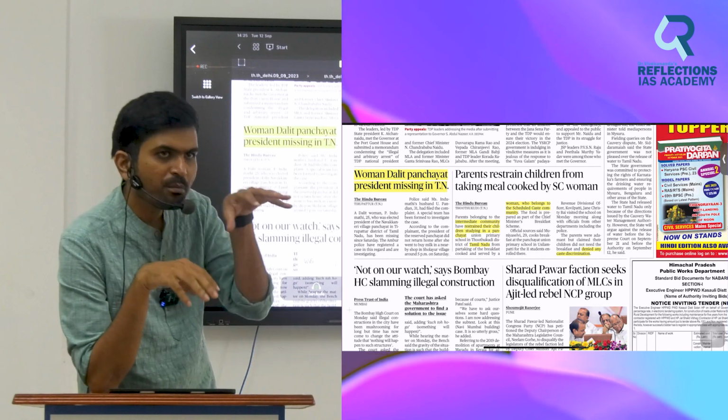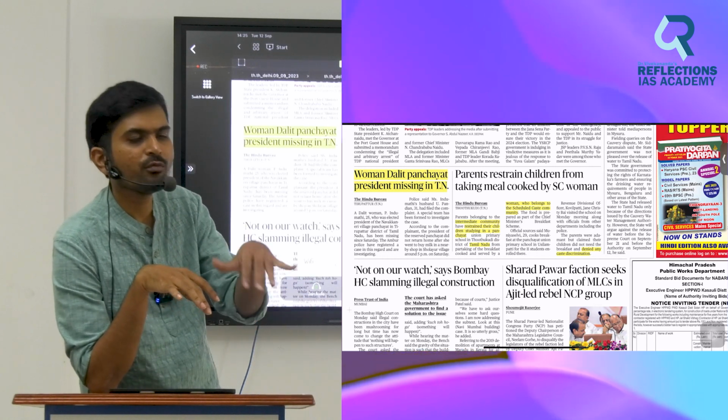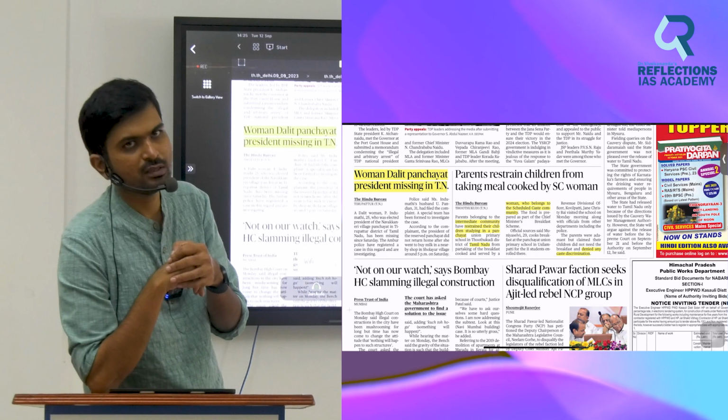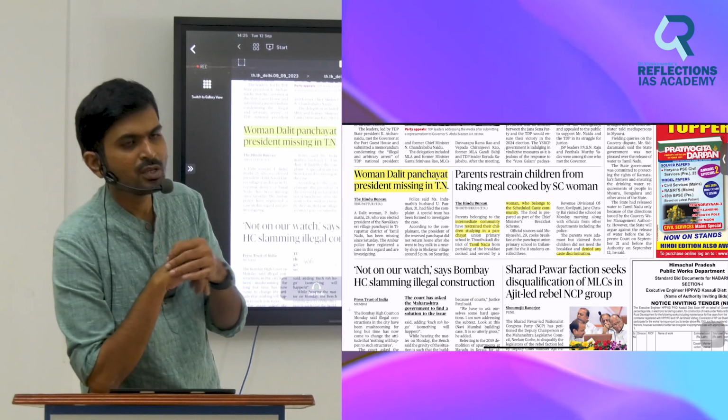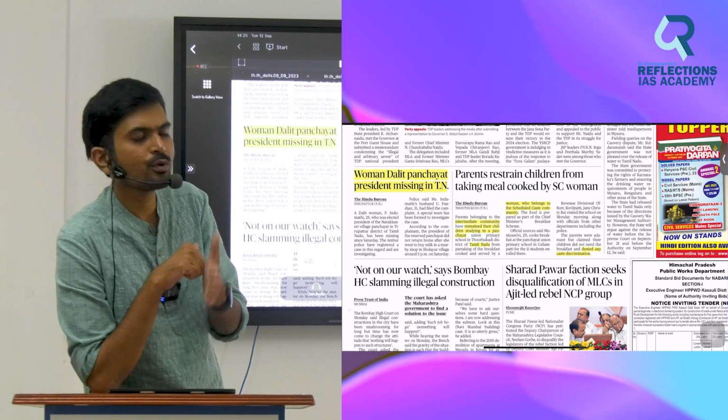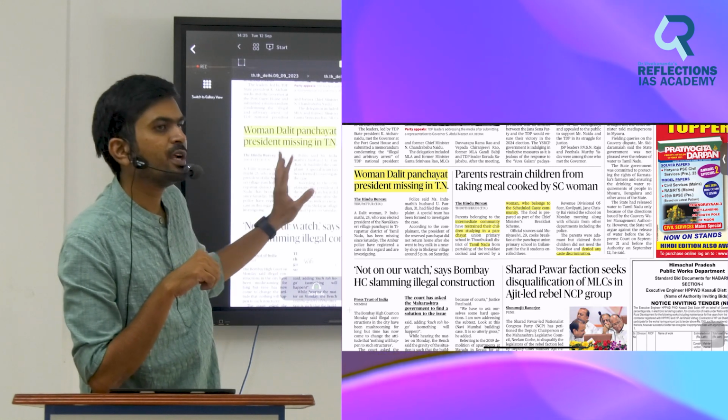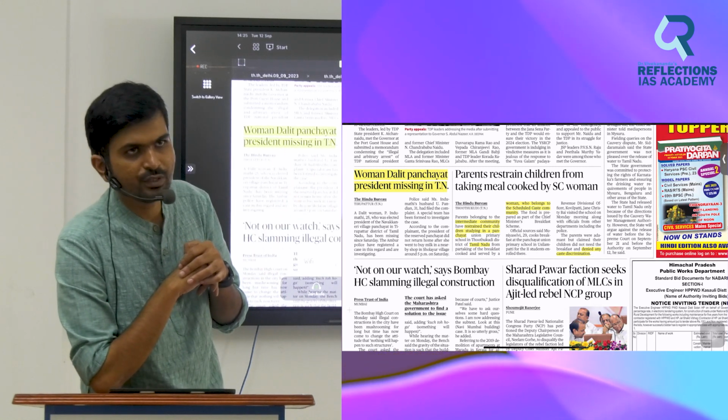But if we imbibe all these values in the children, they will go on to develop what? Caste feelings. Children are not supposed to develop caste feelings. So 76 years after having a progressive constitution, we should eliminate all such social evils.